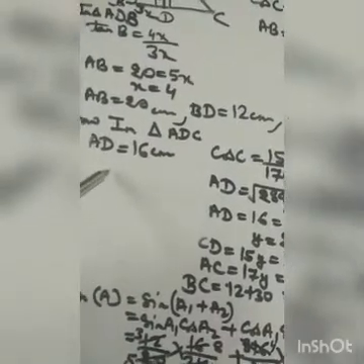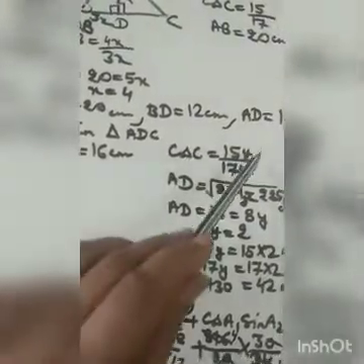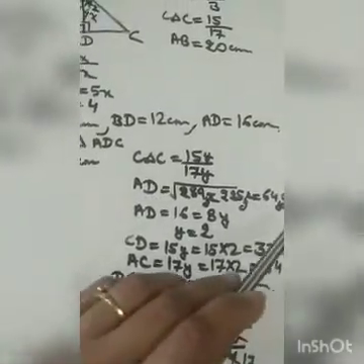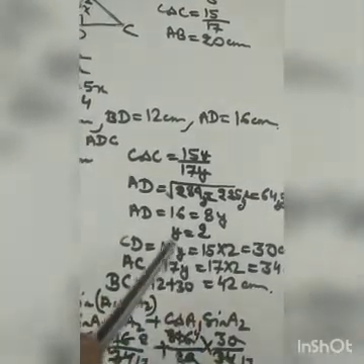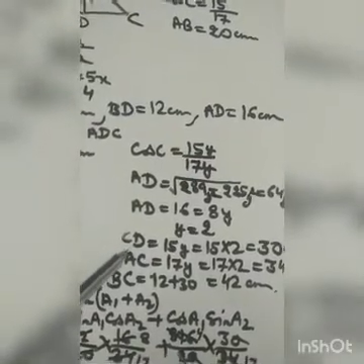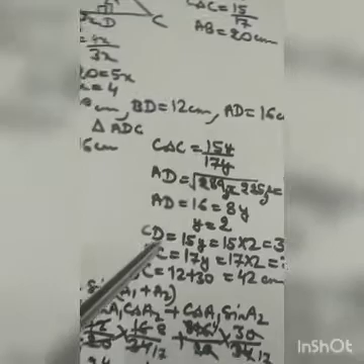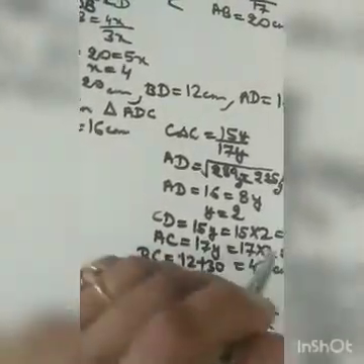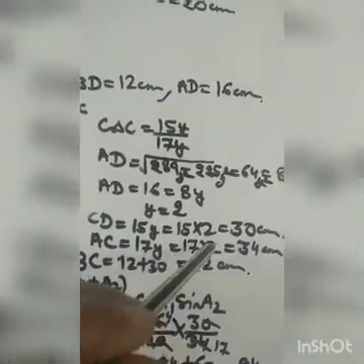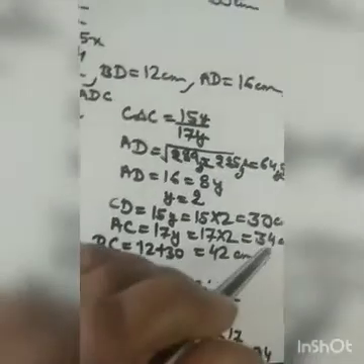Now comes the next triangle ABC. In this triangle, you have just now got AD as 16. Cos C is 15y upon 17y. Calculate AD in terms of y, you will get 8y. Now AD is 8y, 16 is equal to 8y, so y is equal to 2. Now once you know the value of y as 2, you can get CD is equal to 15 into 2, that is 30 centimeter, and AC will be 17 into 2, that is 34 centimeter.